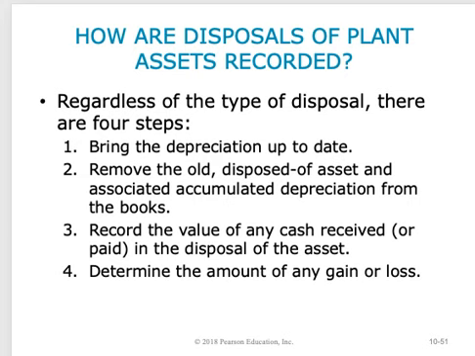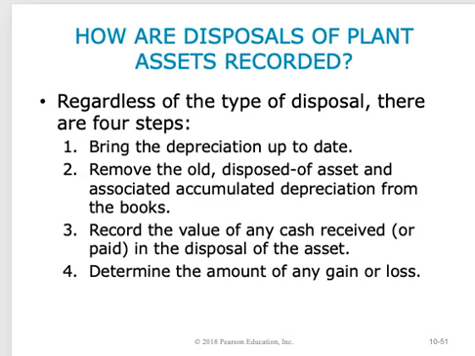So regardless of the type of disposal, there are 4 steps. The first thing you're going to do is bring the depreciation up to date. If you're in the middle of the year, you may have some more depreciation which you need to expense. So that's step number 1. Number 2, remove the old disposed-of asset and the accumulated depreciation from the books. We're going to take those off the books in whatever transaction happens. So we'll talk about that.